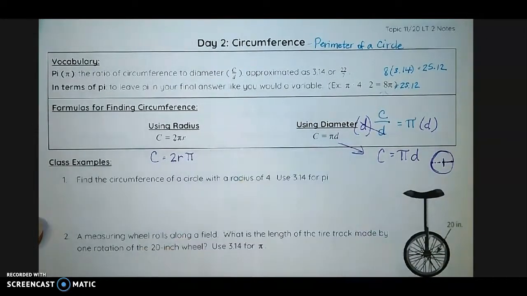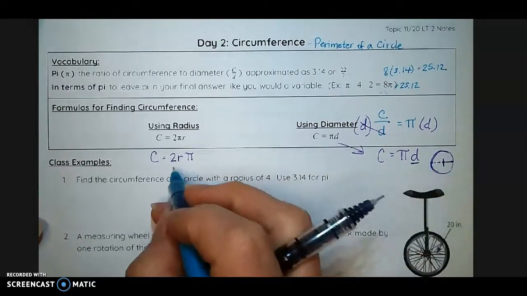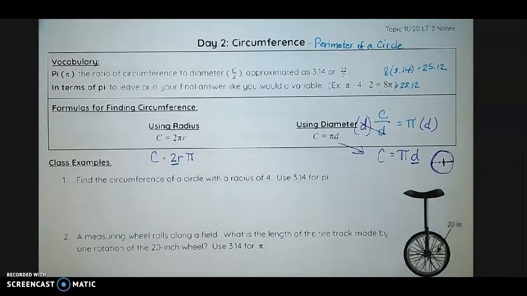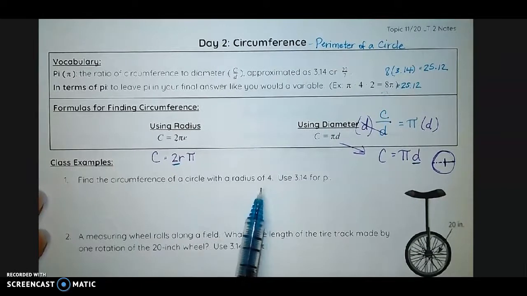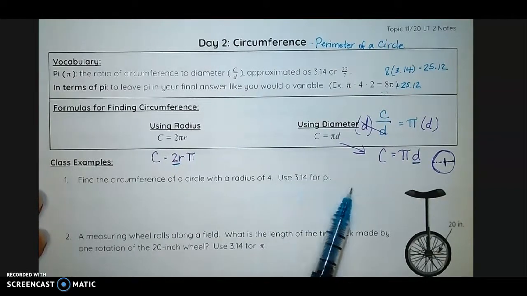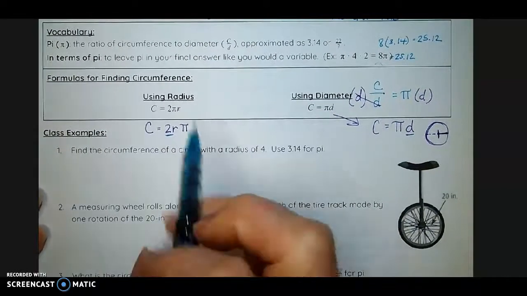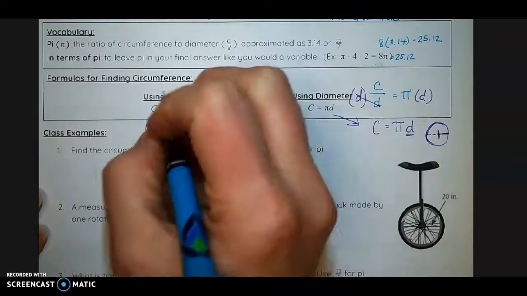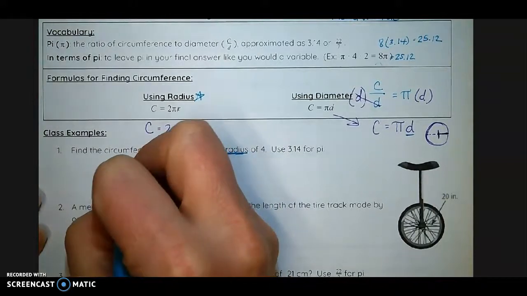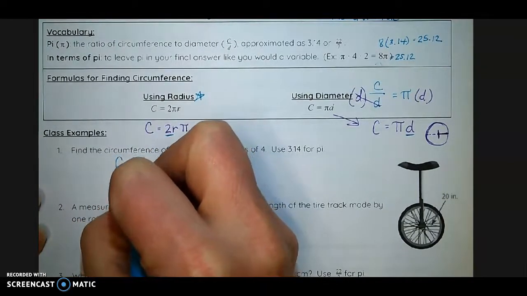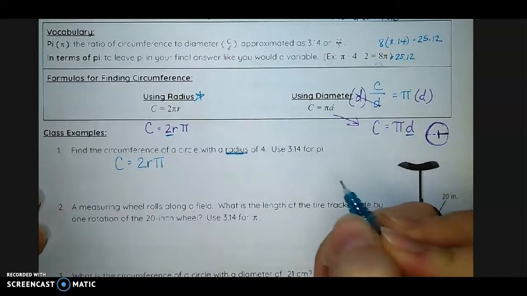And then multiplying times pi. So basically I can switch out this one for this one, because 2 times the radius would be 2 times halfway across the circle, which would be the whole way across, which is the diameter. So when we find the circumference of a circle with a radius of 4, using 3.14 for pi, since I have the radius, I'm going to use that formula. So c, the circumference, equals 2 times the radius times pi.